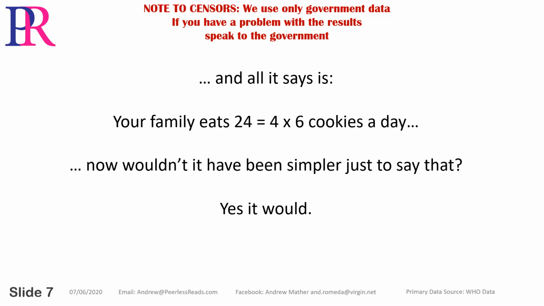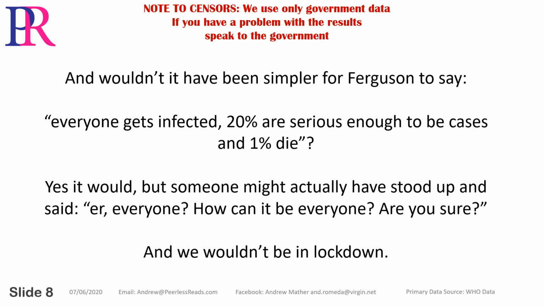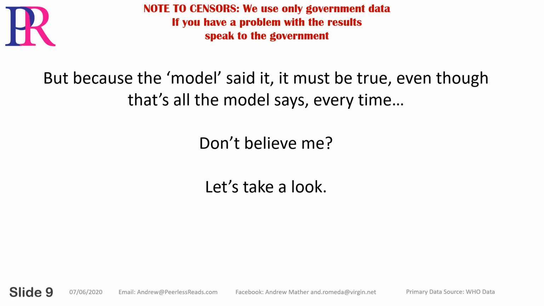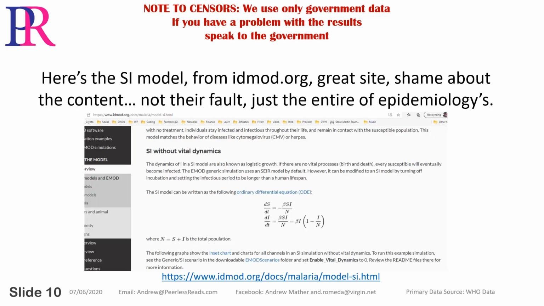Now, wouldn't it have been simpler just to say that? Yes, it would. And wouldn't it have been simpler for Ferguson to say, everyone gets infected, 20% are serious enough to be cases and 1% die? Yes, it would, but someone might actually have stood up and said, everyone? How can it be everyone? Are you sure? And we wouldn't be in lockdown. But because the model said it, it must be true, even though that's all the model says every time. Don't believe me? Let's take a look.